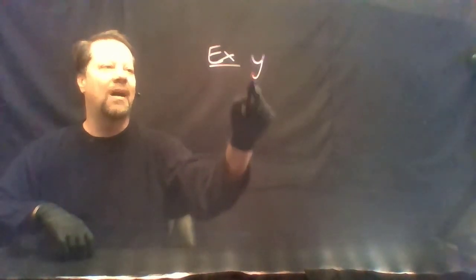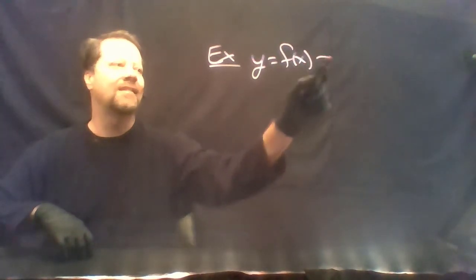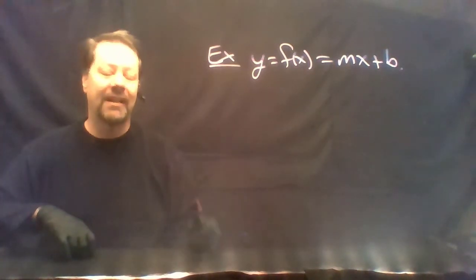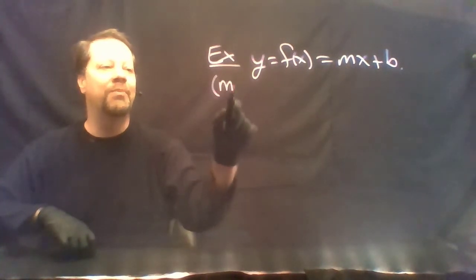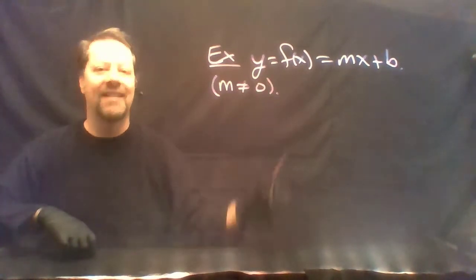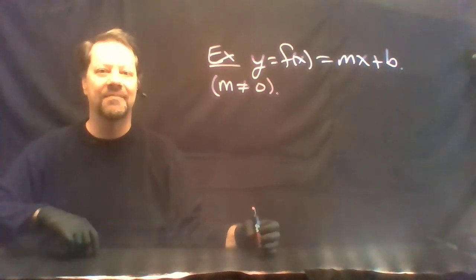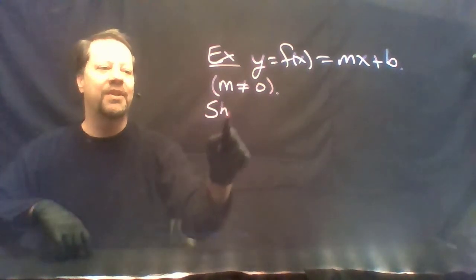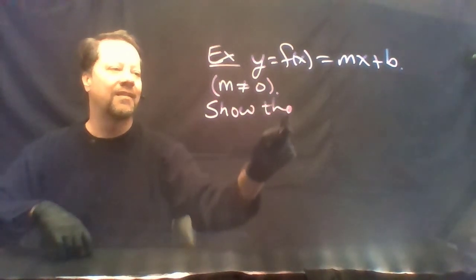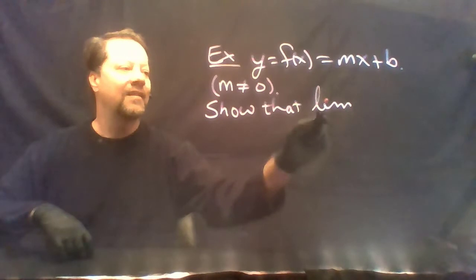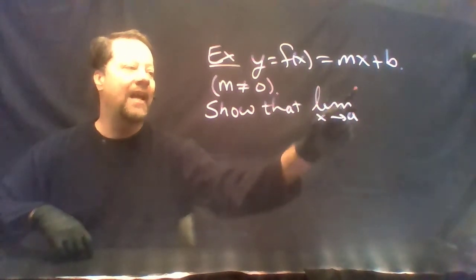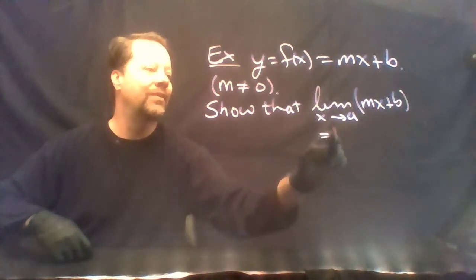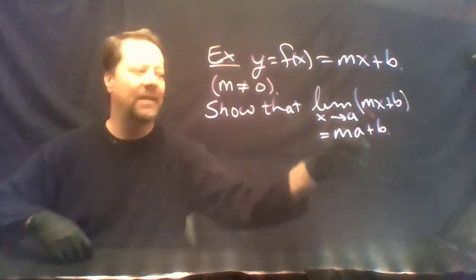Let's start with y equals f of x equals mx plus b, a generic line. Here we're going to assume that m is not 0. We're going to show that the limit as x goes to a of mx plus b is equal to m times a plus b.